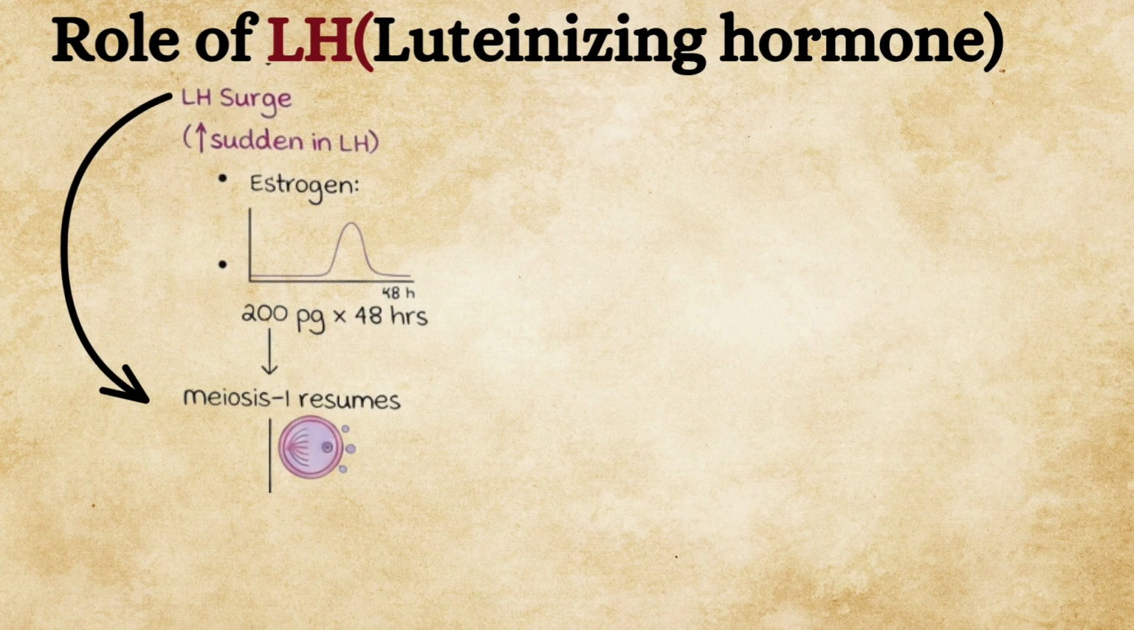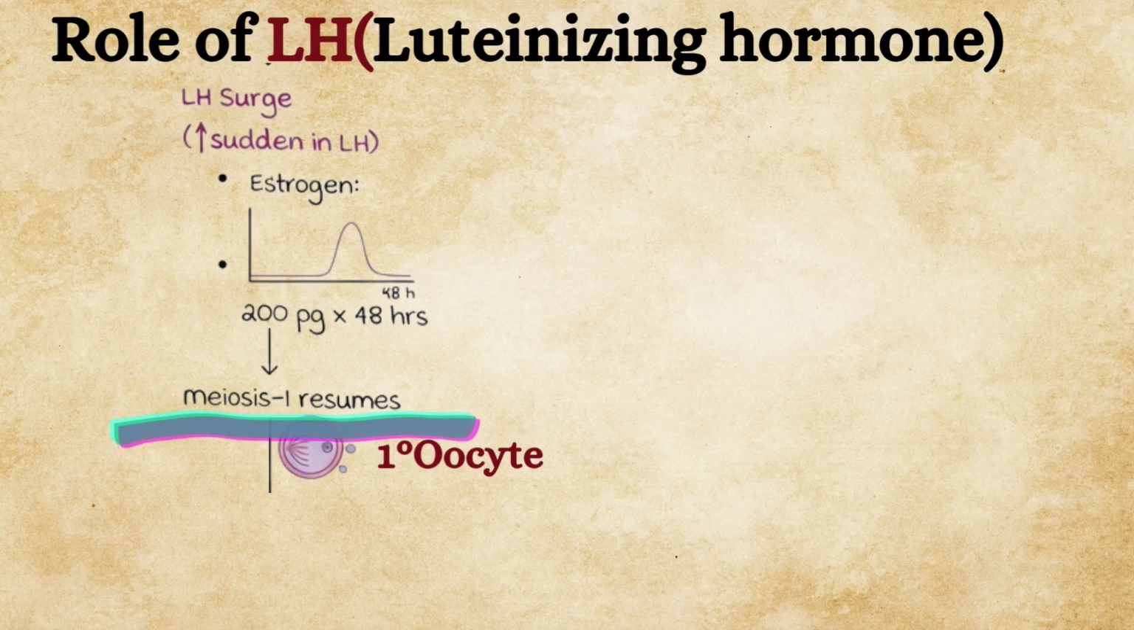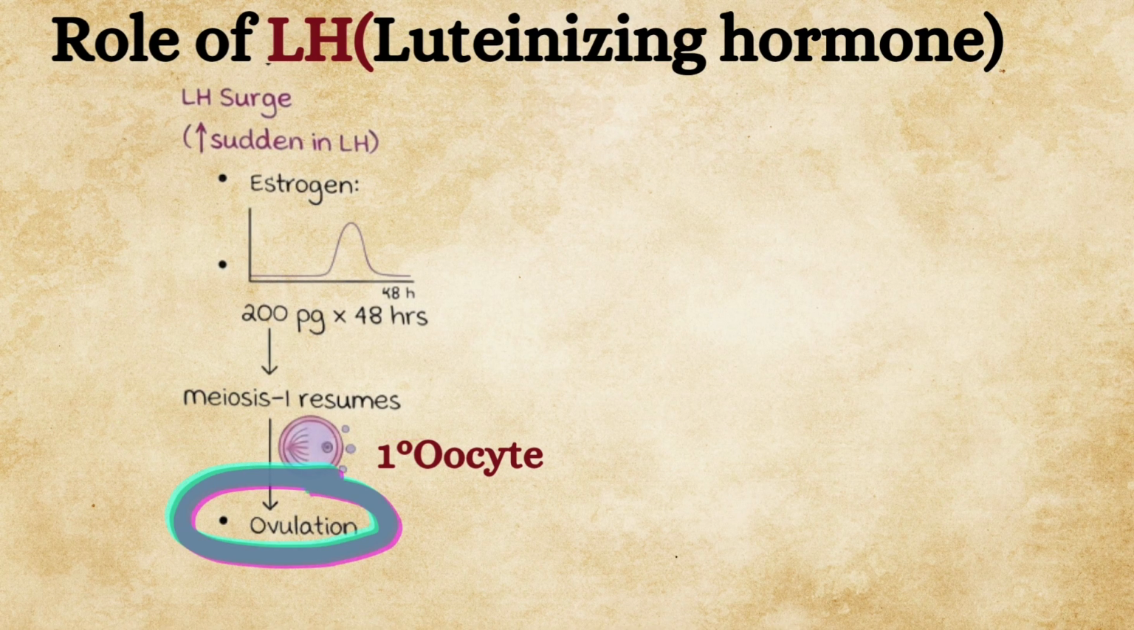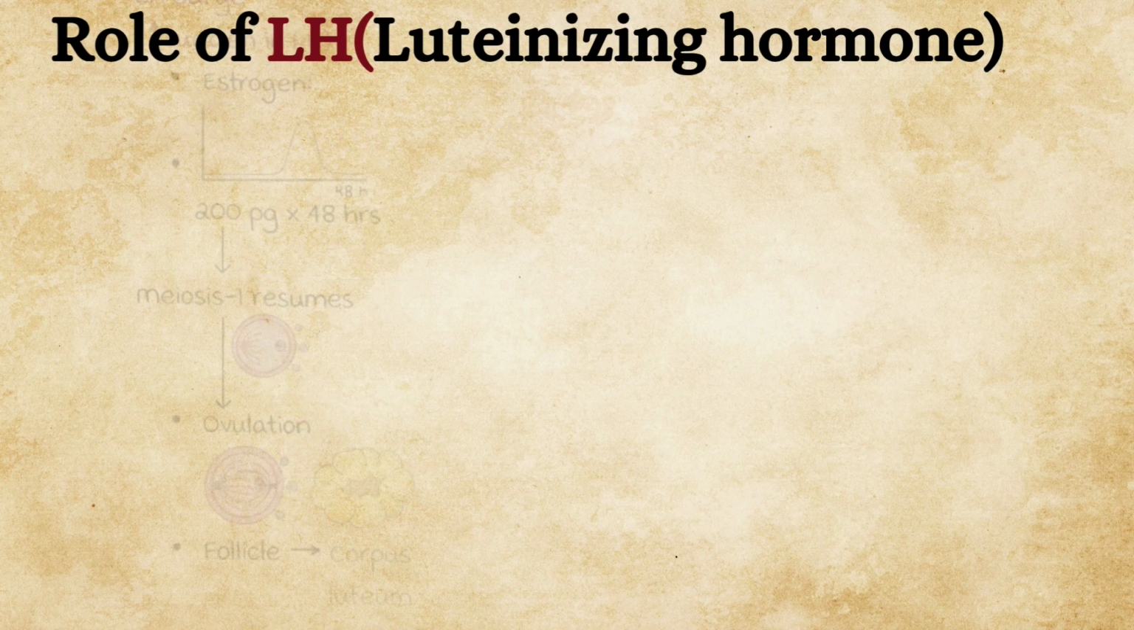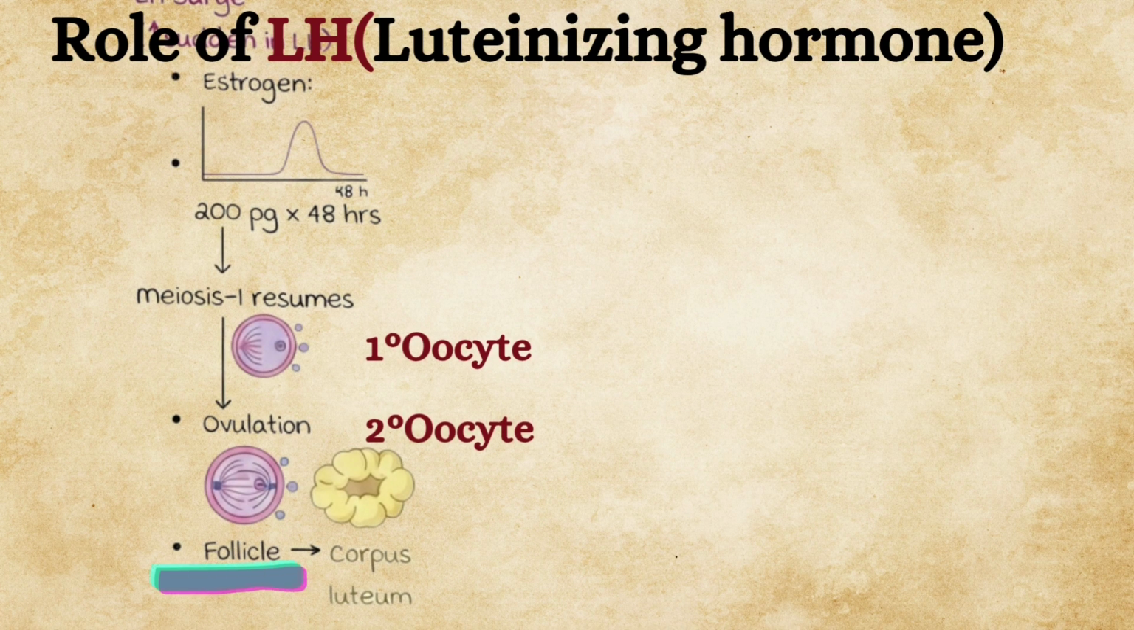The LH surge causes the primary oocyte to resume its first meiotic division, which is dependent on this hormonal trigger. This process culminates in ovulation, transitioning the oocyte from a primary to a secondary oocyte. The ruptured follicle transforms into the corpus luteum after ovulation.